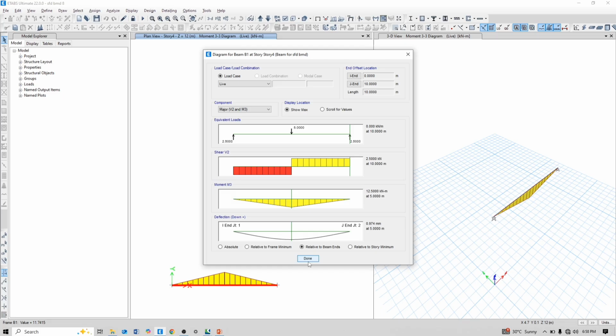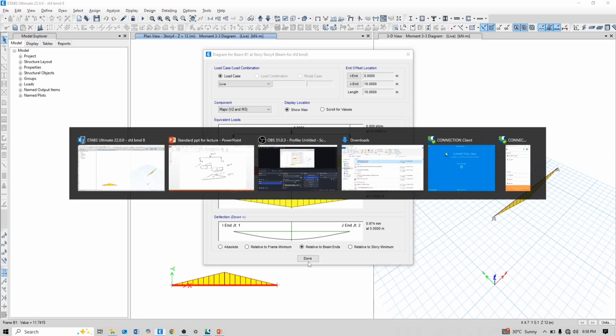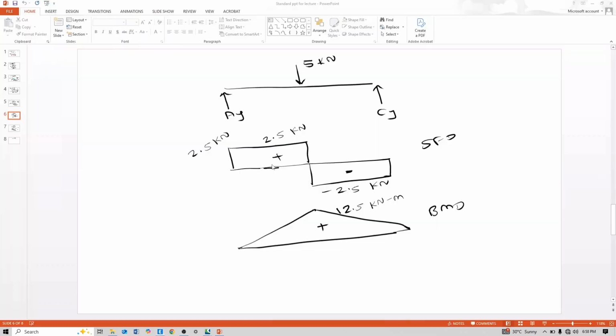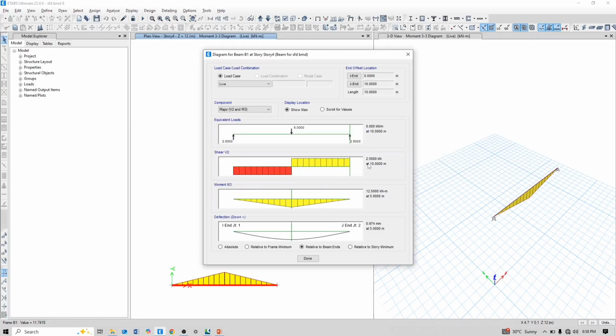So this is how we calculated bending moment and shear force diagram in software and manually also. See, only this portion is in negative. Due to change in sign convention, there is a difference. But the shear magnitude is similar, 2.5 kN, and the bending moment magnitude is also similar, 12.5 kN meter.